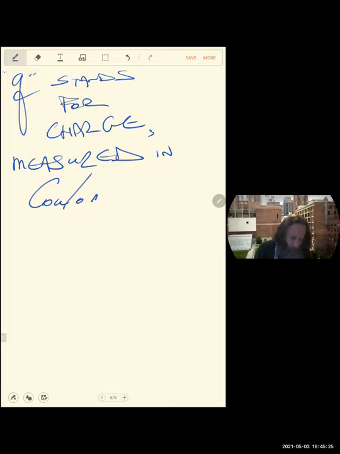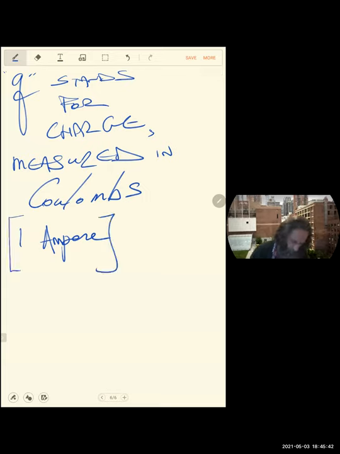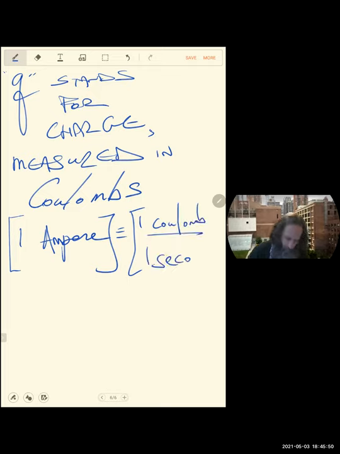The first place where this does relate to Coulomb's law is that the unit of charge we're talking about here is the coulomb. In fact, 1 ampere of current equals, by definition, 1 coulomb of charge rushing by per every 1 second of time.